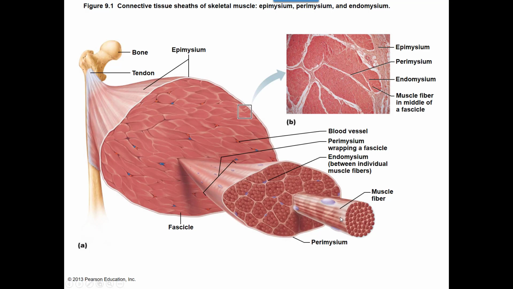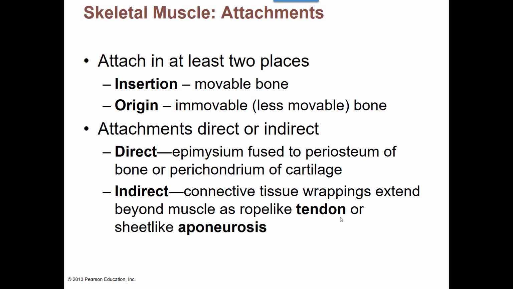Now, skeletal muscles are going to attach in two places. One part we call the insertion, one part we call the origin. The insertion is the part that's attached to the movable bone. The origin part of the muscle is attached to the immovable, or the less movable, of the bones.